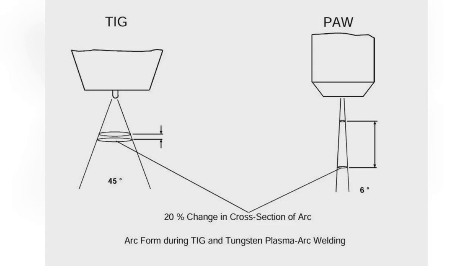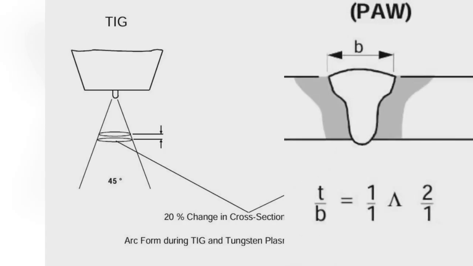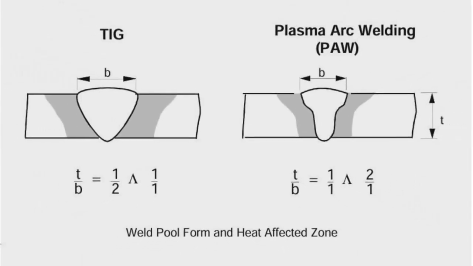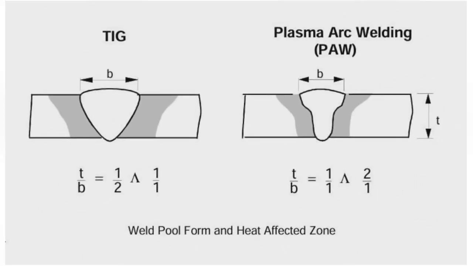Weld pool form and heat-affected zone. The ratio of penetration, weld depth, to weld width is twice as large for plasma arc welding as for TIG welding, making it possible to create narrow, deep weld profiles. Consequently, thicker sheets can be welded using square butt joints.